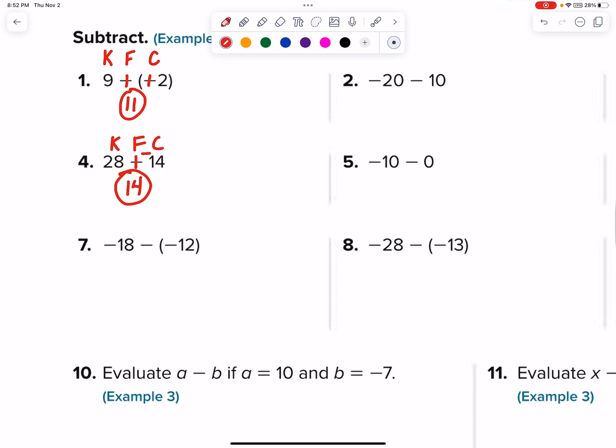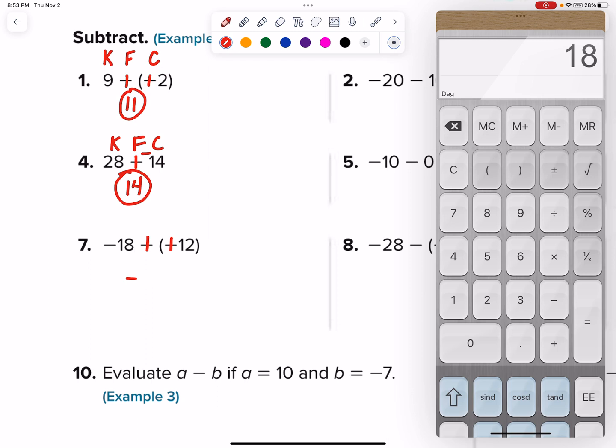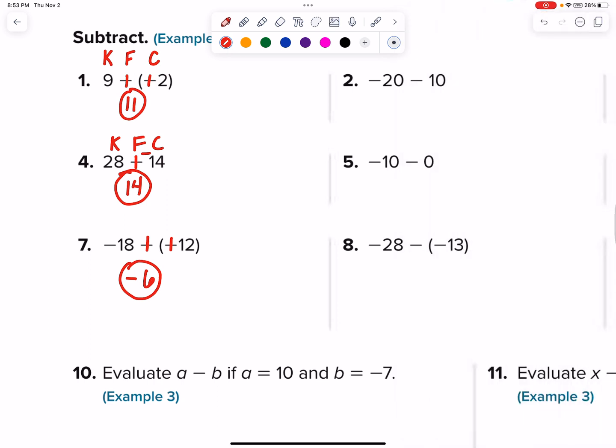We have negative 18 minus a negative 12. I don't do subtraction. Where do I go to make me feel better? KFC, keep, flip, change. Now I have different signs, a negative 18 and a positive 12. Different signs, subtract. Keep the sign of the bigger number, which is 18, so it's going to stay negative. 18 minus 12 is obviously 6, and there we go. Negative 6 is our answer for that one.